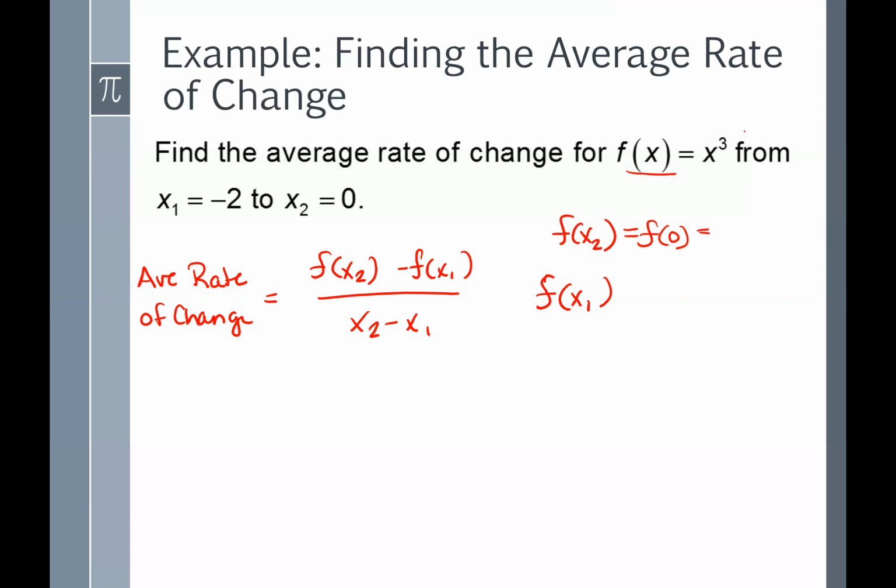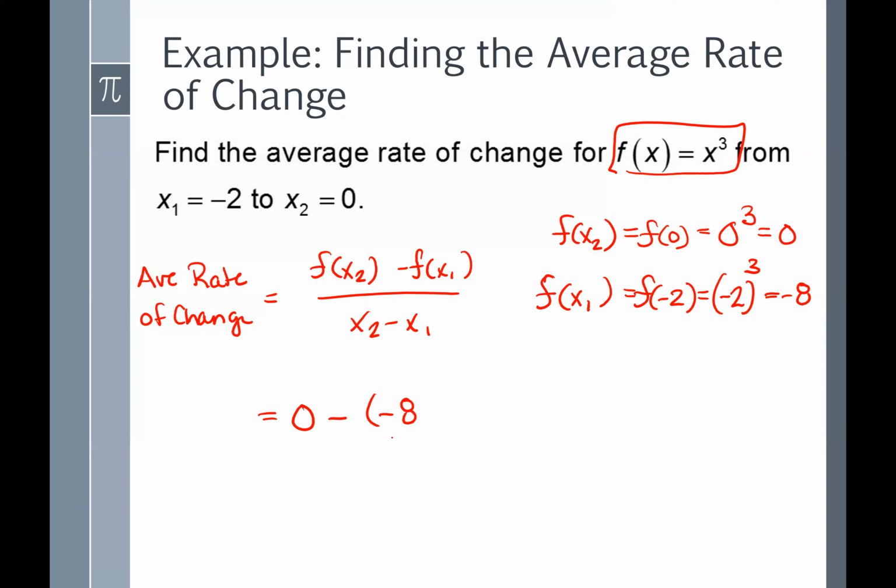So I need to evaluate this function at 0. To evaluate that function at 0, I replace the x with 0. So f of x2 is 0. Then I'm going to evaluate f of x1. So I'm going to evaluate the function at -2. If I cube -2, -2 times -2 times -2 is -8. So f of x1 is -8.